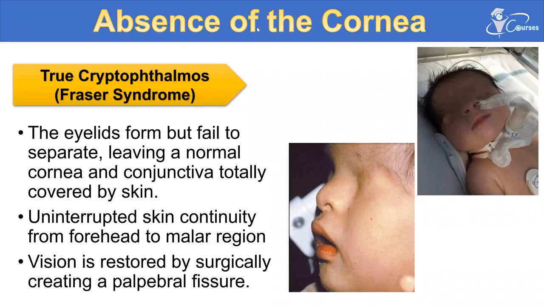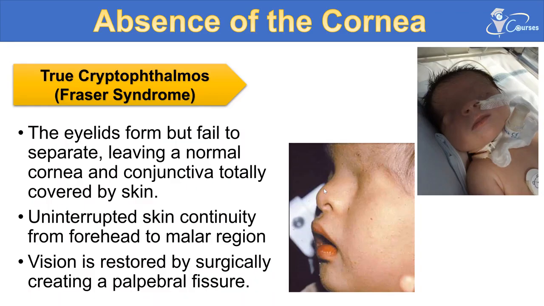With the absence of the cornea, starting with true cryptophthalmos, it is called Fraser syndrome. In Fraser syndrome, the eyelids fail to separate. You can see that there is uninterrupted skin continuity from the forehead to the eye to the malar bone. The skin is continuous; the eyelids failed to separate, with fusion of both eyelids. In true cryptophthalmos, you cannot see a true eyelid or eyebrow. They are continuous. There is fusion of the skin.